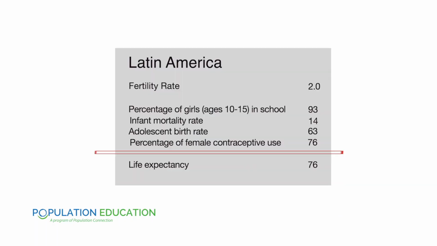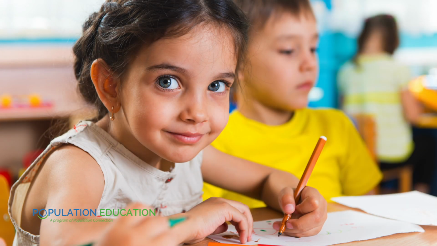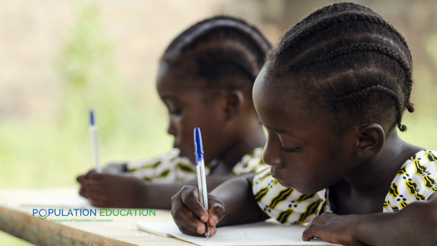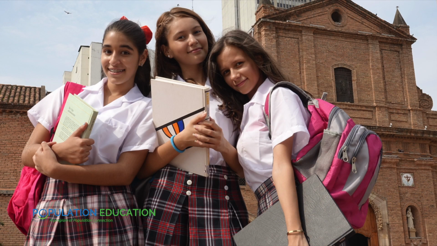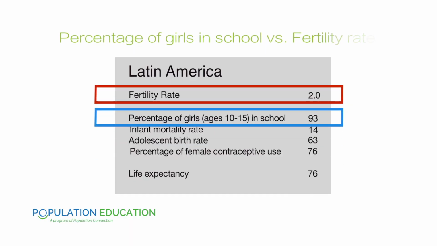For example, the first factor shows the percentage of girls aged 10 to 15 who are in school. Students might comment that girls' education relates to fertility because girls who spend longer in school tend to marry later and then have fewer children. Educated girls also have more opportunities outside of the home. When region representatives line up in order from lowest percentage of girls in school to highest percentage of girls in school, students can see how similar or dissimilar the ranking of this factor is to fertility.